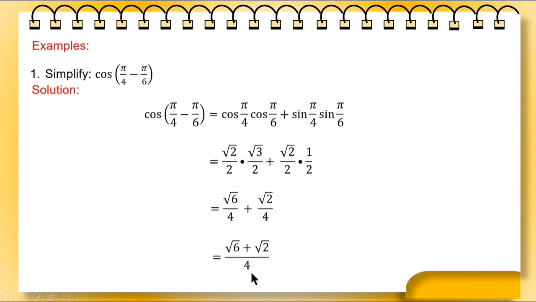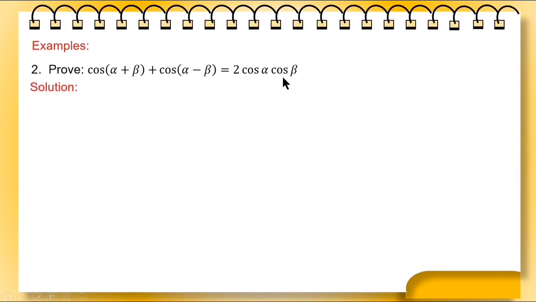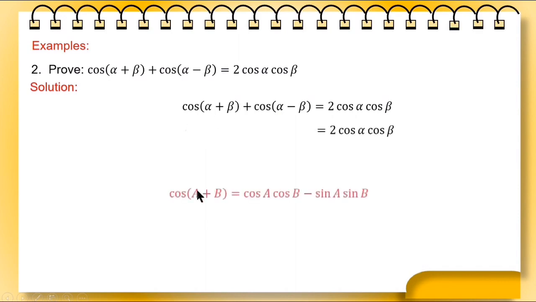Another example, prove cosine of alpha plus beta plus cosine of alpha minus beta is equal to 2 cosine alpha times cosine beta. Copy the right side and simplify the left side. For the first term, we use this identity. A is alpha while b is beta.